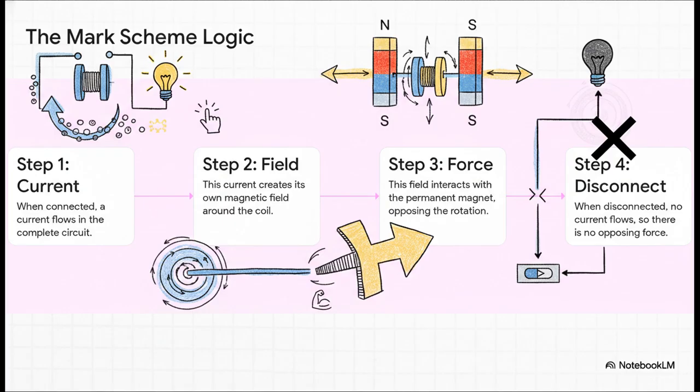It's an amazing bit of physics called Lenz's law, which basically says that any induced current will always try to fight the change that created it. You're literally fighting against the electricity you're generating. So when you disconnect the lamp, you break the circuit. No circuit means no current means no new magnetic field, and therefore no opposing force. It suddenly becomes a breeze to turn.